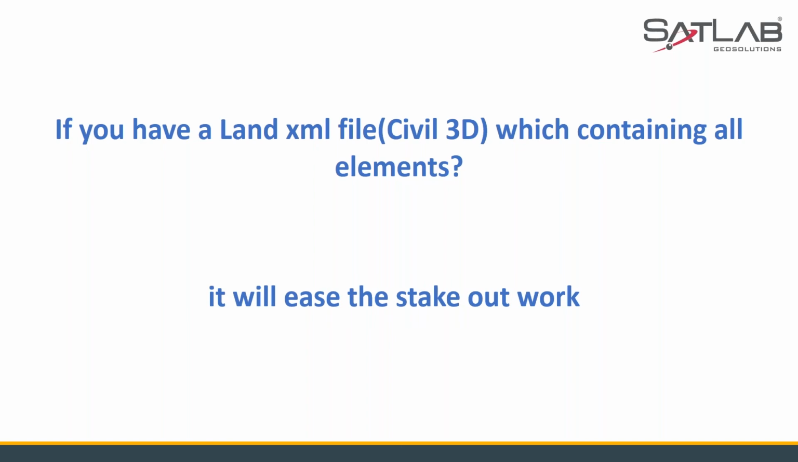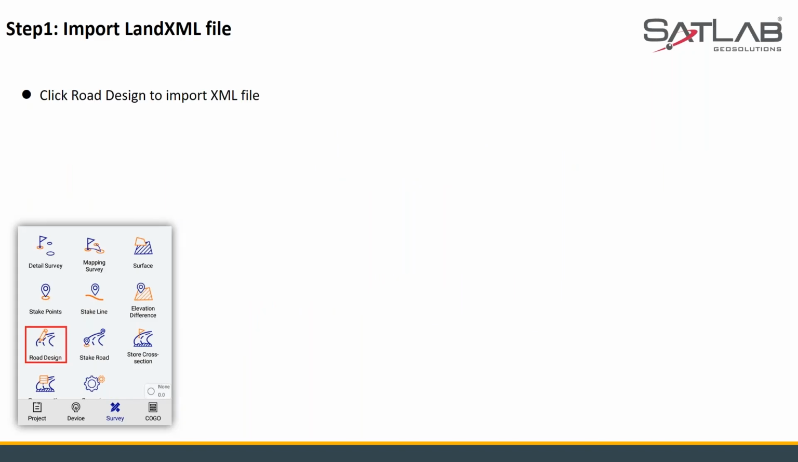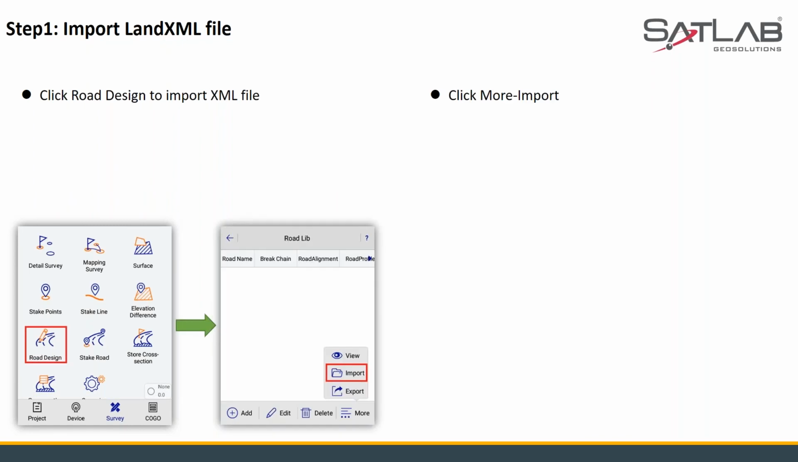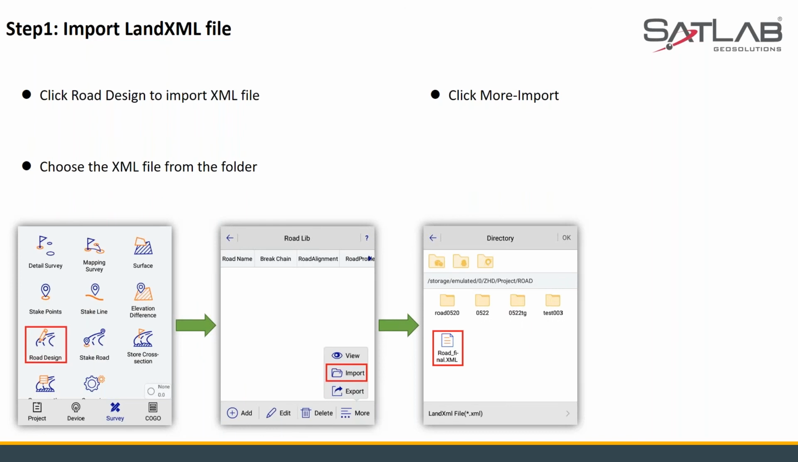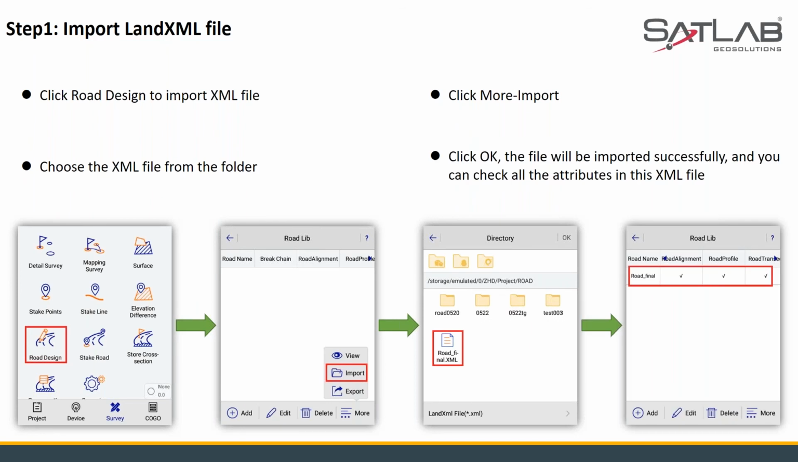So we go to the road design, we import, we select the road file, that is road XML. Easy, simple. You click OK, the file will be imported successfully, and you can check all the attributes in the XML file. As you can see, the road alignment is ticked, the profile is ticked, the different cross sections are ticked. These are the things that are already in my LandXML file. So load the file for our stakeout. It's exactly simple and easy.